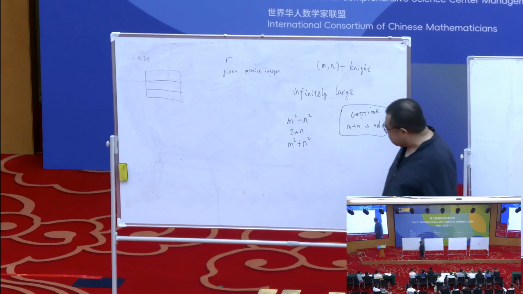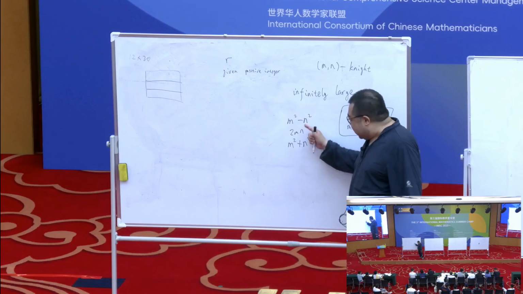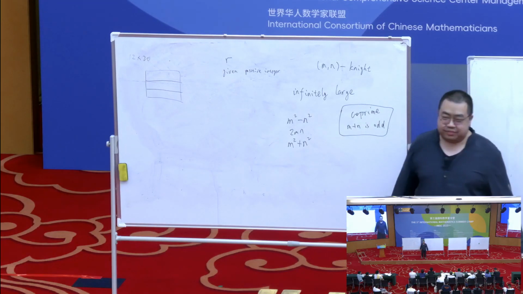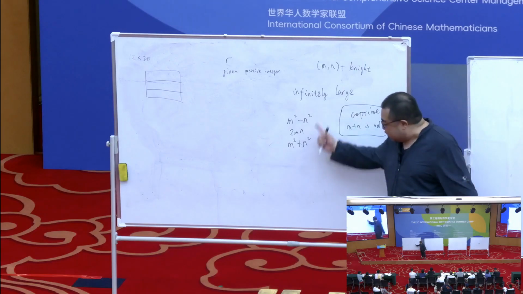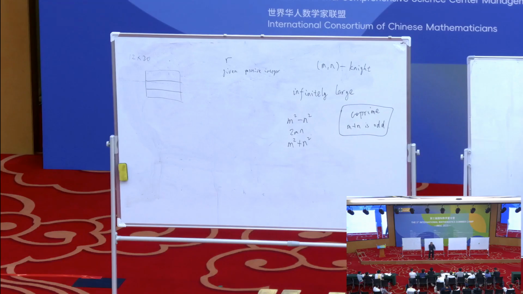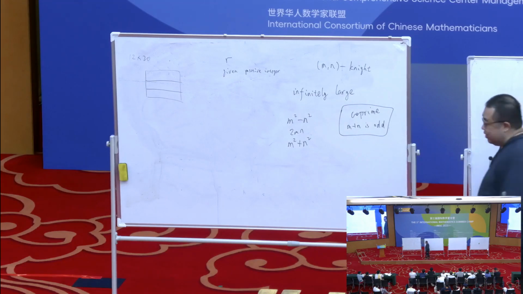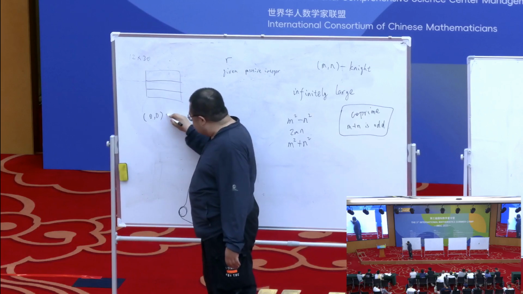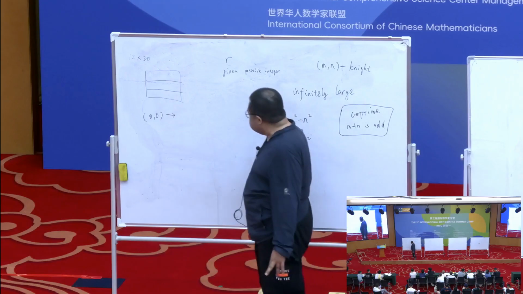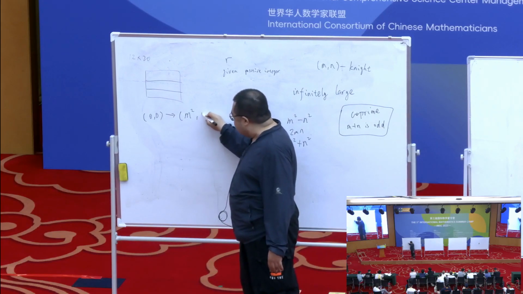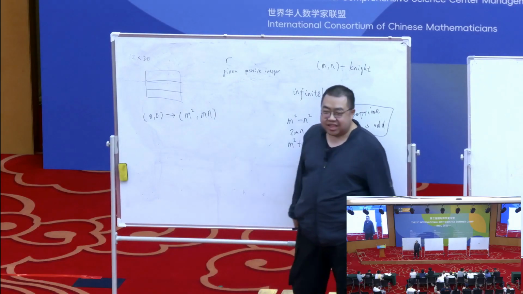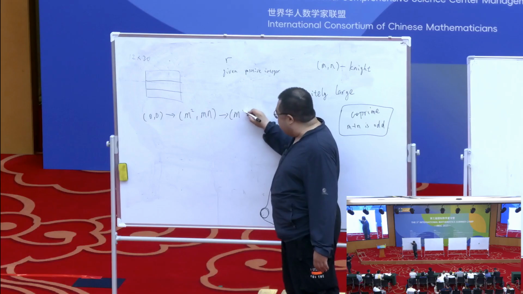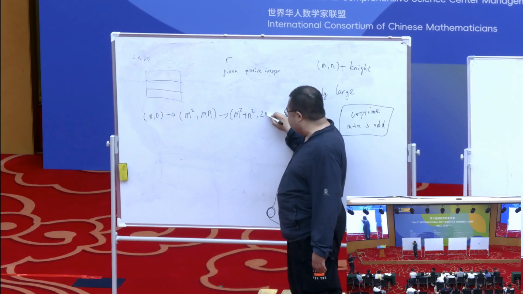Now, it's obvious that if any two of these three numbers are coprime, then they are pairwise coprime. So we make use of the fact of this Pythagorean triple being primitive. Okay, so from 0, 0, we can reach M squared and MN. And then, from this, we can reach M squared plus N squared, 2MN.